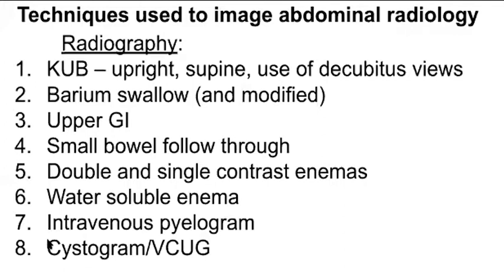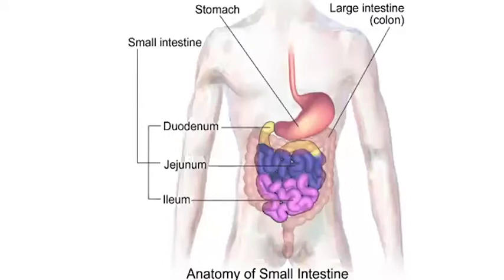Now we're going to talk about enemas. We can have double and single contrast enemas. This evaluates the rectum and the large bowel or the colon. This is the Wikipedia image of the large bowel. This is the anatomy of the large bowel. We have the rectum, the sigmoid, the descending, transverse, and ascending large bowel.